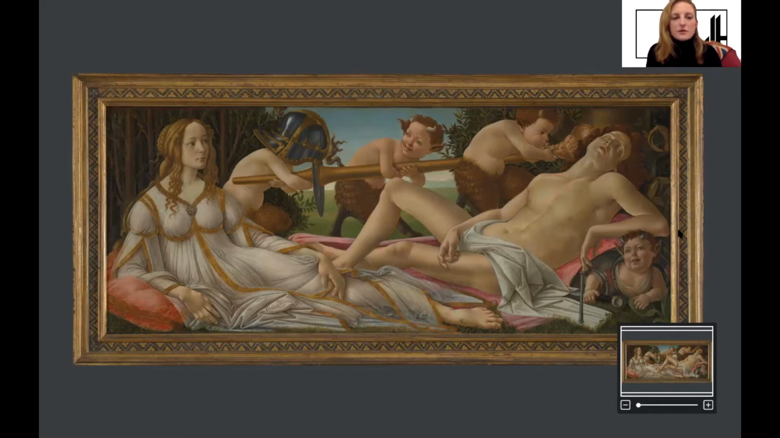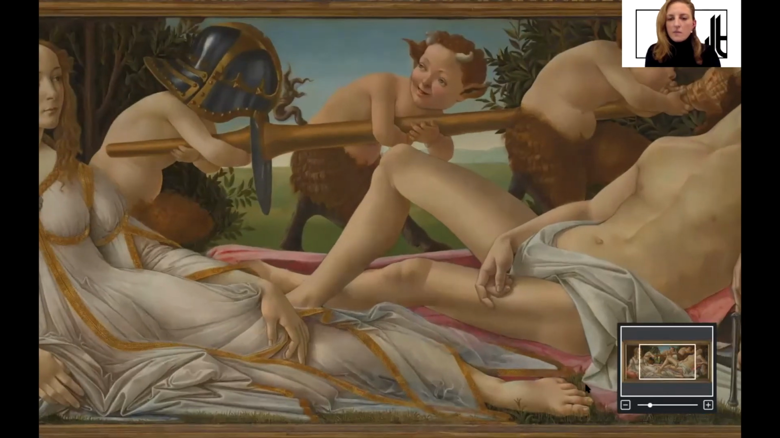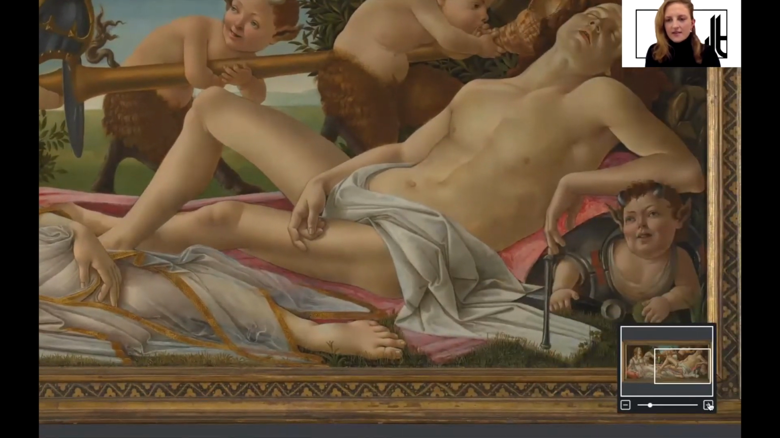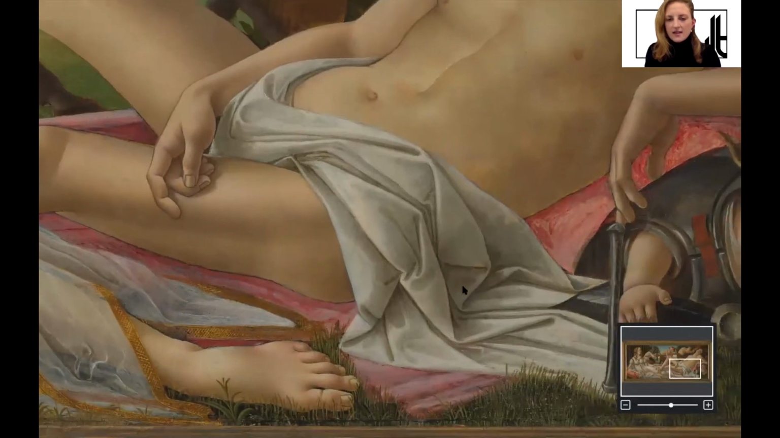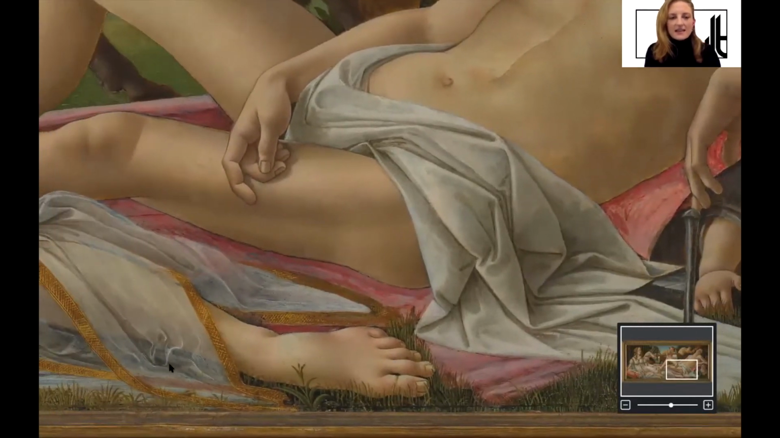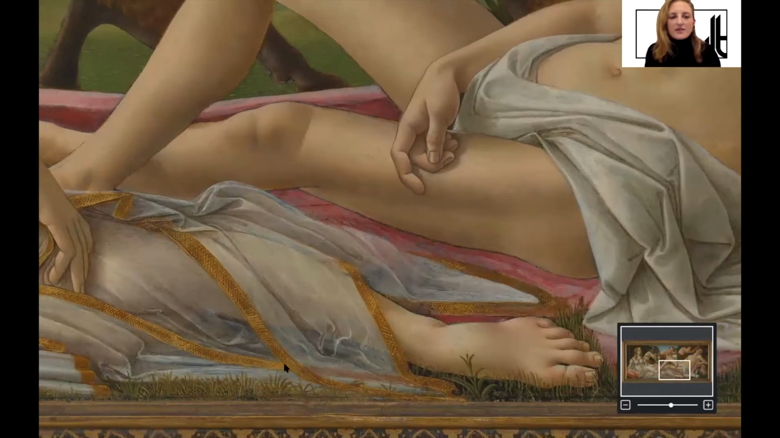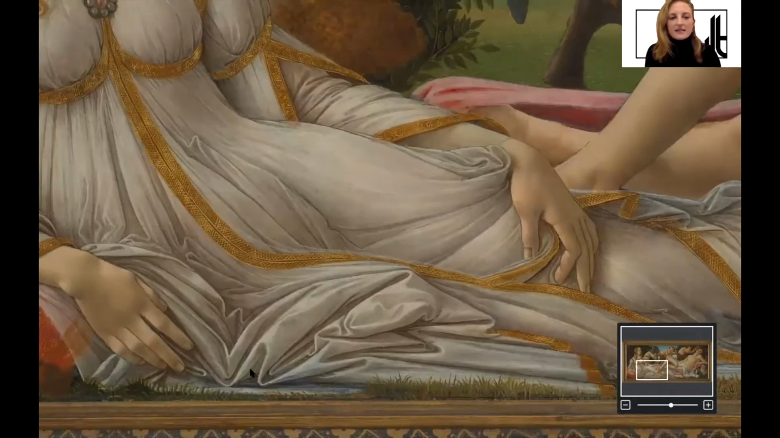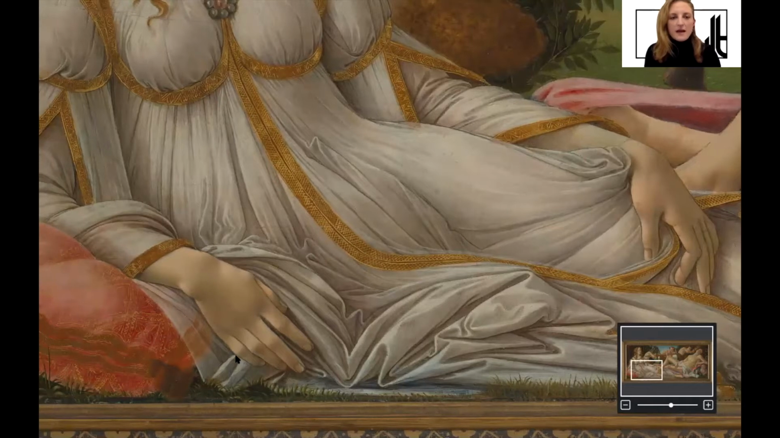What else? There's beautiful grass in the foreground, which we can see is so meticulously painted. Every single strand of grass is painted, and huge care is taken in depicting the foliage, as we can see in the drapery of the lady. Every single detail has been thought about.